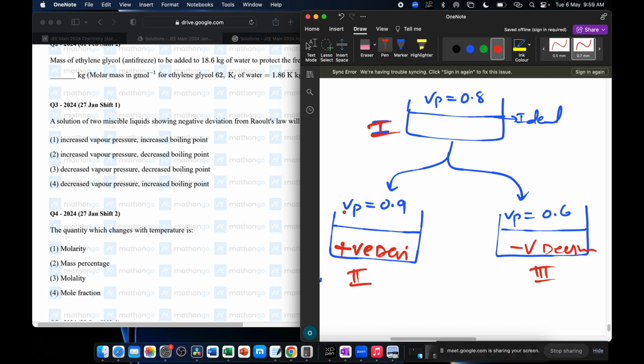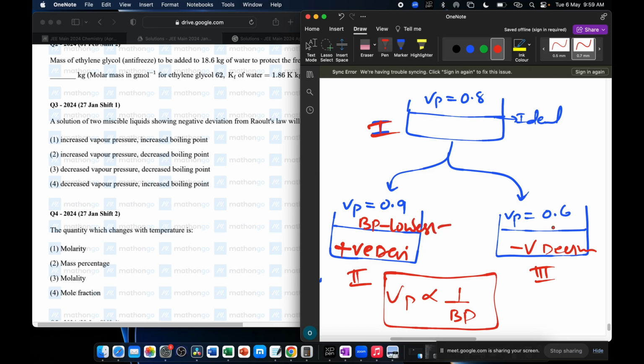So vapor pressure and boiling points are inversely related. You should know it, right? If boiling point is lowest, we say vapor pressure is highest. If boiling point is highest, we say vapor pressure is lowest. Look here, if vapor pressure is high, its boiling point is low, yes, lowest. Here vapor pressure is low, that means it is not boiling easily, isn't it? So that's why the vapor pressure is highest. Correct?